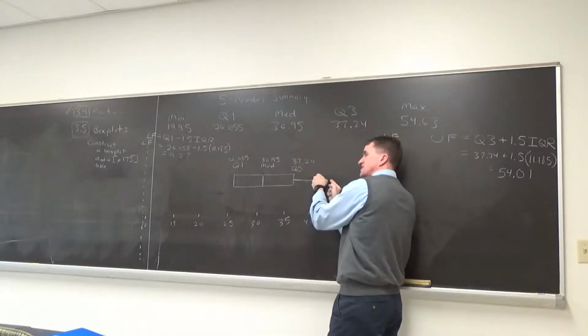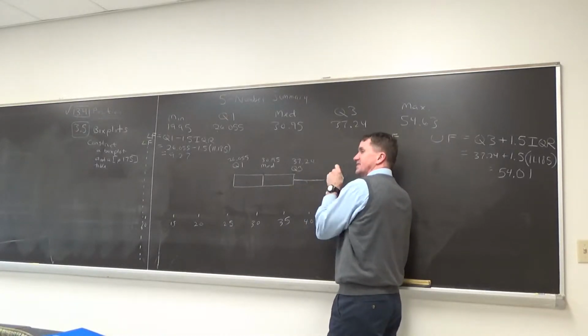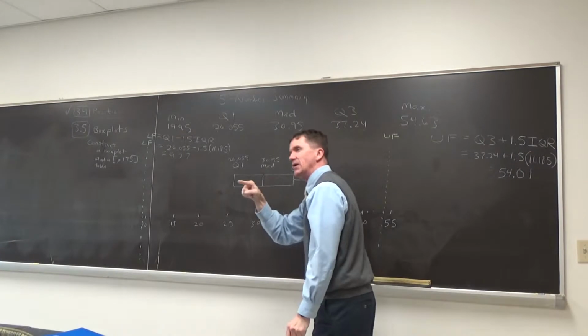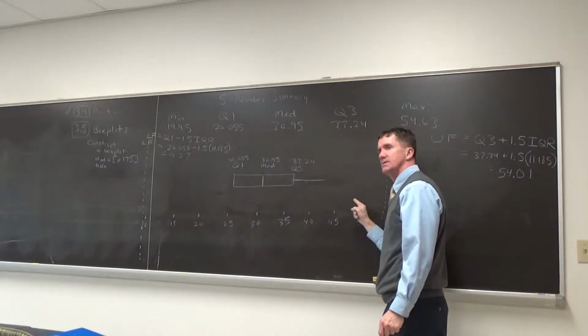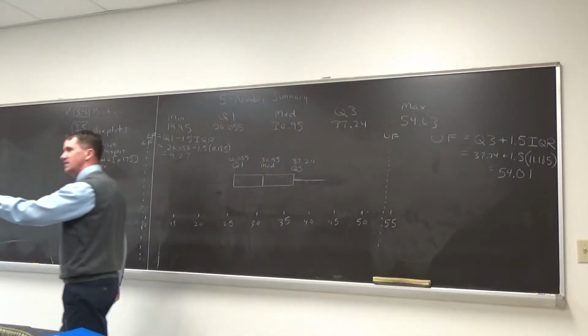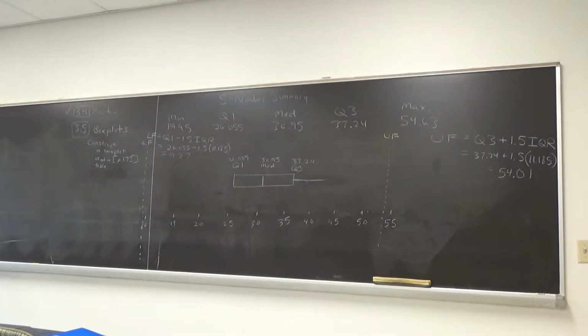But I'm going to draw it and stop this whisker at the data. I have to go back and look at the data. The data value that was closest to this fence line, but within it. So that means I got to go back to this calculator, right? And I got to dive back into the data. I got to go look in L1.